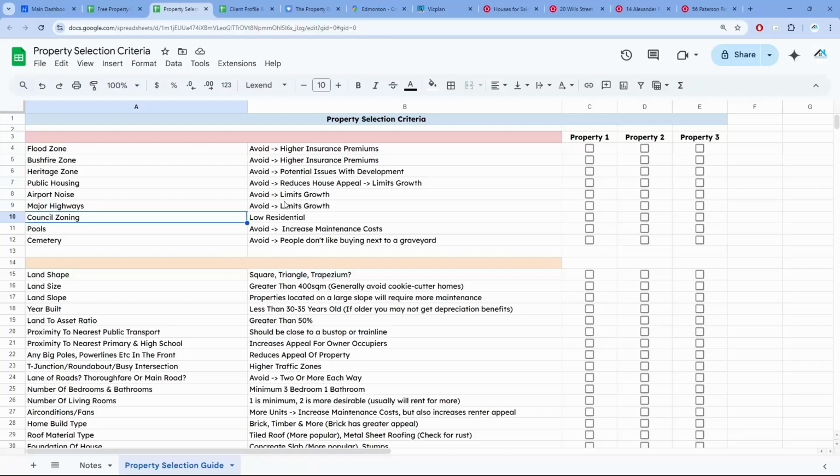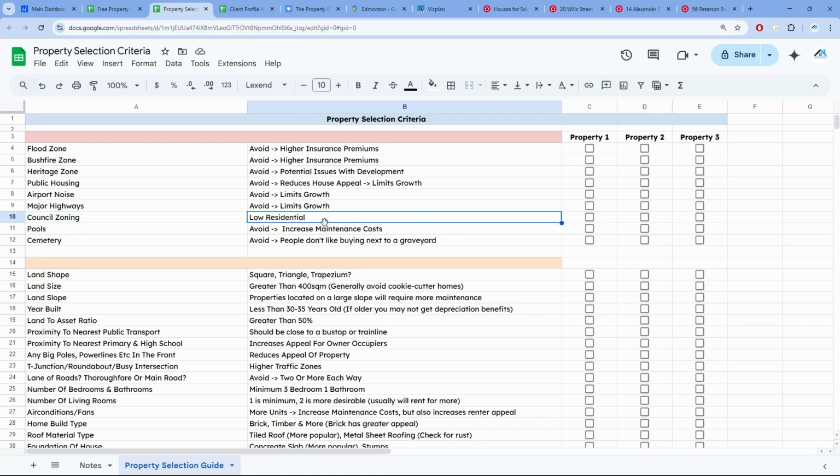Council zoning. We want to be buying in low residential areas. Now, there is a caveat to this. We can buy in medium density residential zoning areas if the property that we buy has the potential to be turned into a low-rise apartment or a subdivided block of land where we can actually make use of the medium density residential zoning, right? Otherwise, we want to target low residential houses next to houses, not houses next to apartments.